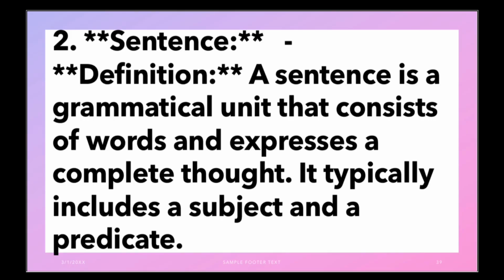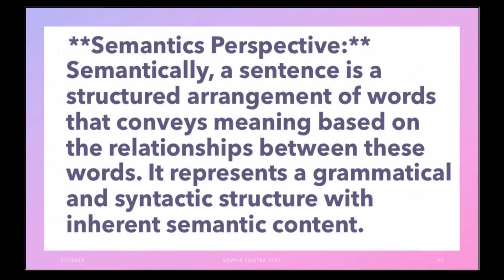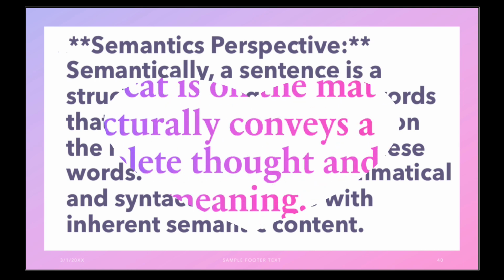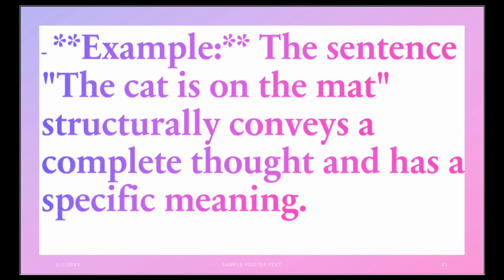2. Sentence. Definition. A sentence is a grammatical unit consisting of words that expresses a complete thought, typically including a subject and a predicate. Semantics perspective, semantically. A sentence is a structured arrangement of words conveying meaning through the relationships between them. It embodies both grammatical and syntactic structures with inherent semantic content. Example, in the sentence, "The cat is on the mat." The structure conveys a complete thought with specific meaning.